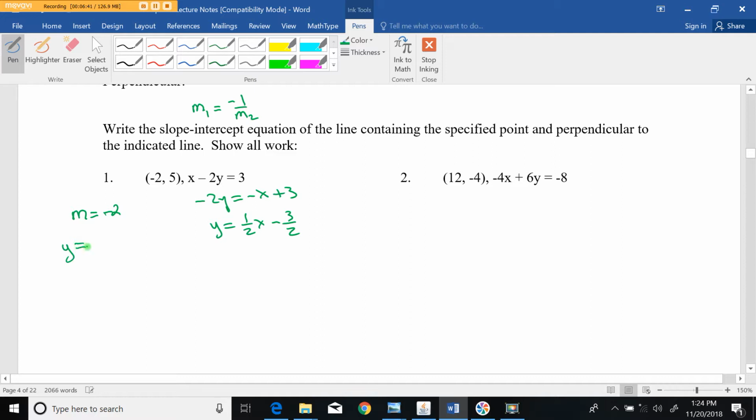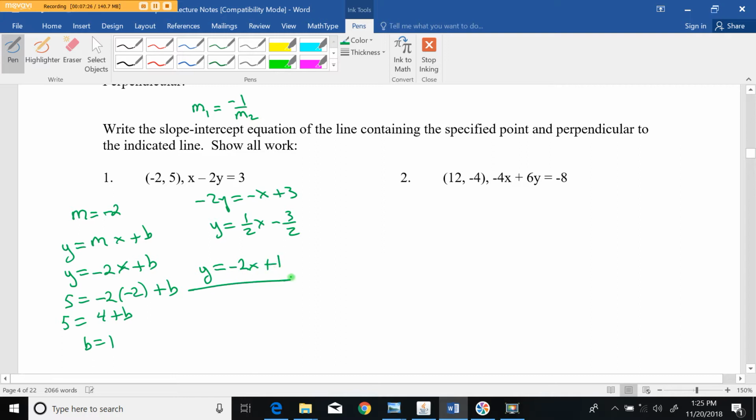Now we'll write out our equation for a line, y equals mx plus b. We know that m is negative 2. We'll go ahead now and use the fact that when x is negative 2, y is 5. So this is now 5 equals 4 plus b. It's pretty easy to solve that, and you get b equals 1. So an equation for a line perpendicular to this one that goes through this point is going to be y equals minus 2x plus 1. And that's done.